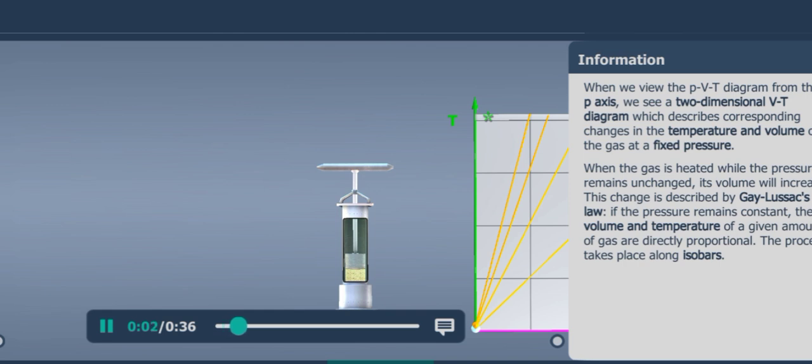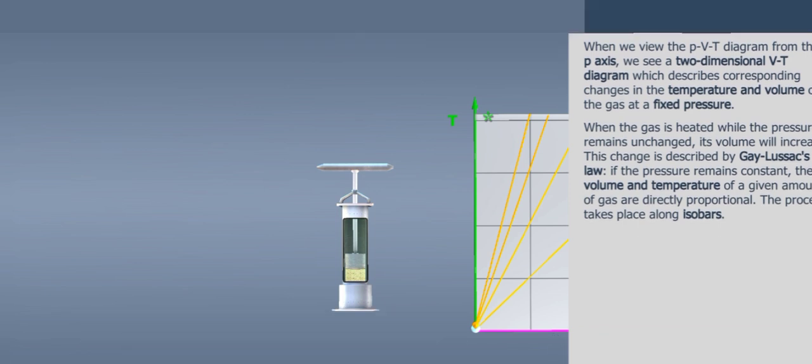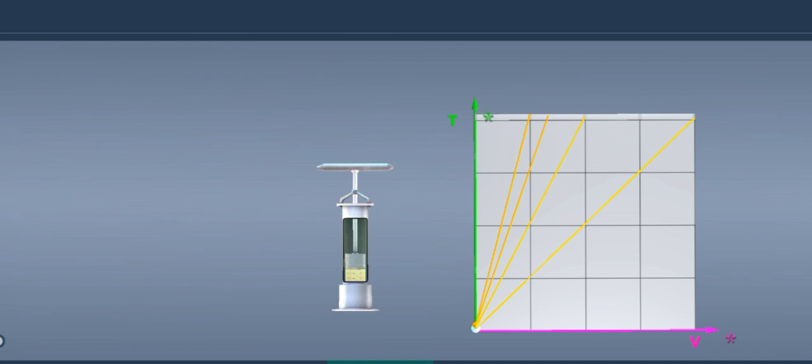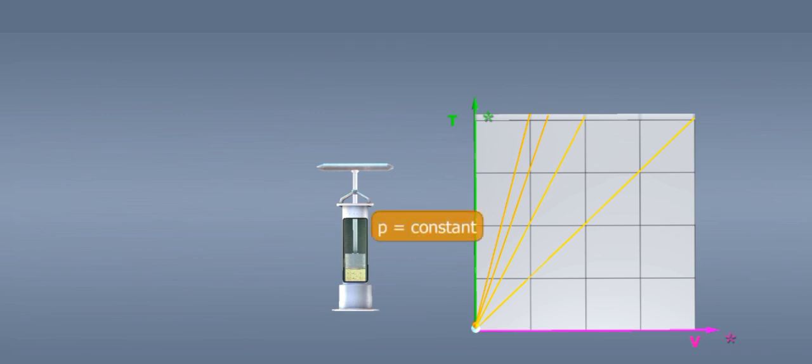When we view the PVT diagram from the p-axis, we see a two-dimensional VT diagram which describes corresponding changes in the temperature and volume of the gas at a fixed pressure. When the gas is heated while the pressure remains unchanged, its volume will increase.